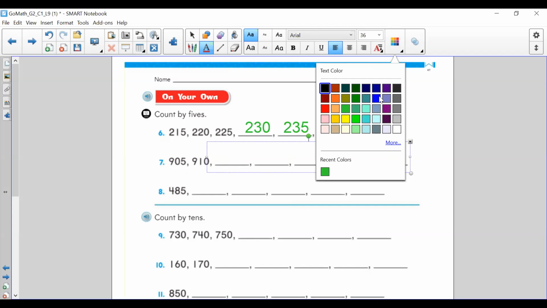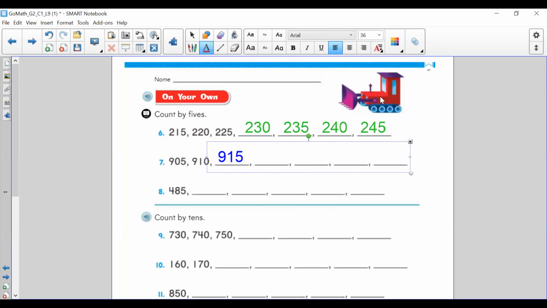So, and let's pick a different color. How about blue? And we'll do 915, 920, 925, 930, 935.